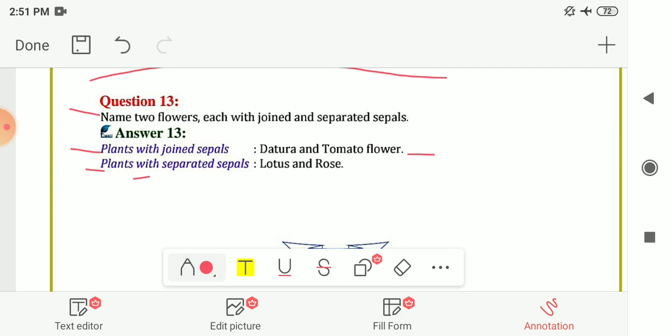Next is plants with separated sepals. So lotus and rose has the separated sepals. So these are the examples of the plant which has the joined sepals and separated sepals in their flowers.